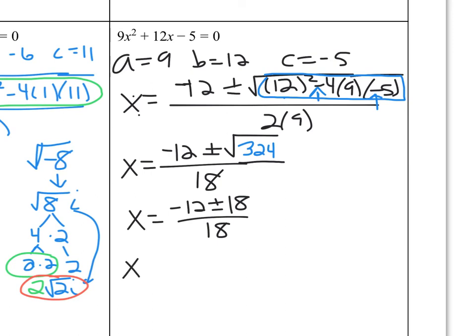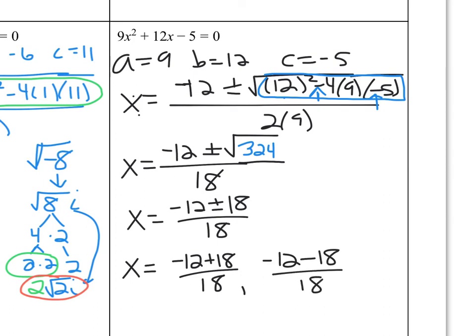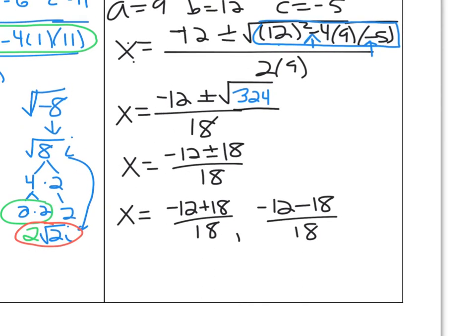Now we have where the square root is gone away, so we're going to split these up into our plus and minus. So negative 12 plus 18 over 18, and negative 12 minus 18 over 18. Now we're going to simplify our numerators. So negative 12 plus 18 gives me 6. Leave it over the 18. Negative 12 minus 18 is negative 30. Leave it over 18. And both of these fractions, everything's divisible by 6. So I'm going to divide everything by 6. That will give me 1/3 and negative 5 over 3, not 6.